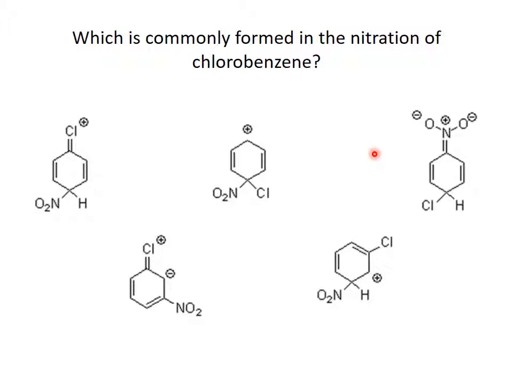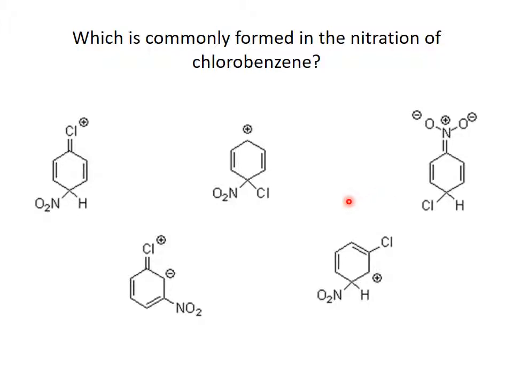Which of the following is an intermediate in the nitration of chlorobenzene? Well, in all of these rings, you can see that you have both chlorine and a nitro group added. When we do nitration, the nitrogen dioxide cation is added to a carbon that already has a hydrogen on it. And it adds, and then remember, the hydrogen leaves to reestablish aromaticity.